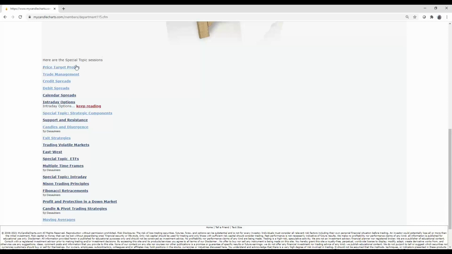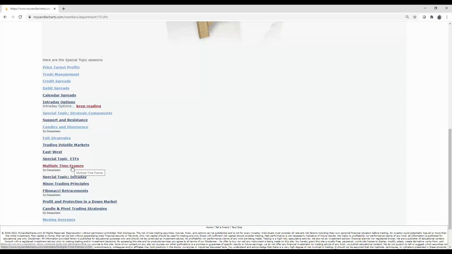but they all have specific items. That's why they're called special topics, where we're going to talk about things like how to do a credit spread, debit spread, how to do intraday options, how to use support and resistance, which is critical, exit strategies, which I would imagine most people need improving on, how to trade in volatile markets, how to combine the Eastern and the Western of what Steve has taught for years. I'm just going over some of my favorites.